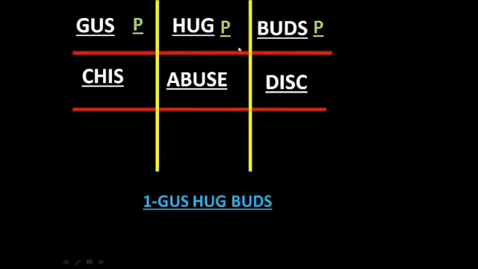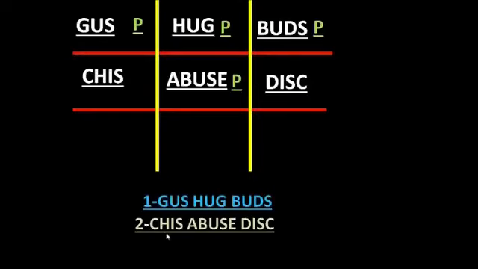And you have to remember that here we had 3 P's, here we only have 1 P, which is going to be in the umbilical region because pancreatitis can be represented as pain in this region. So the sentence for the second part is Chris abused disc.